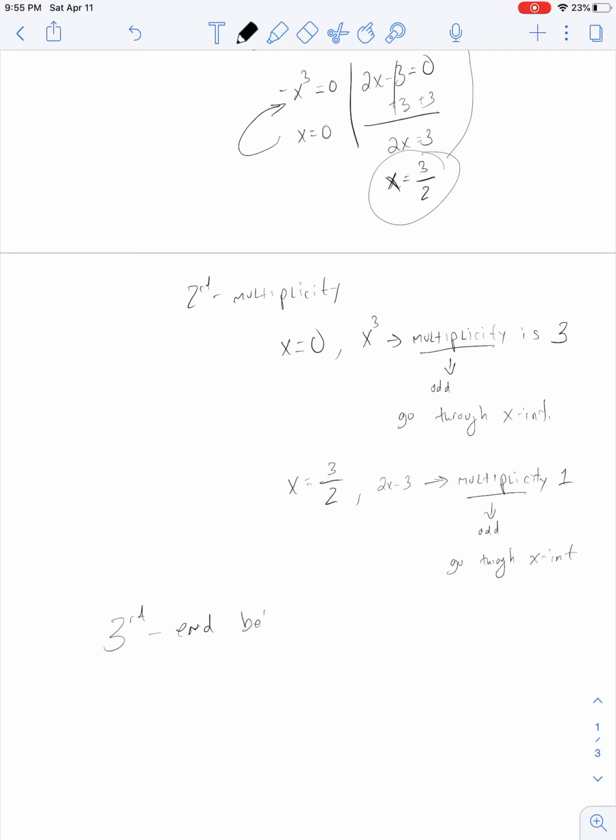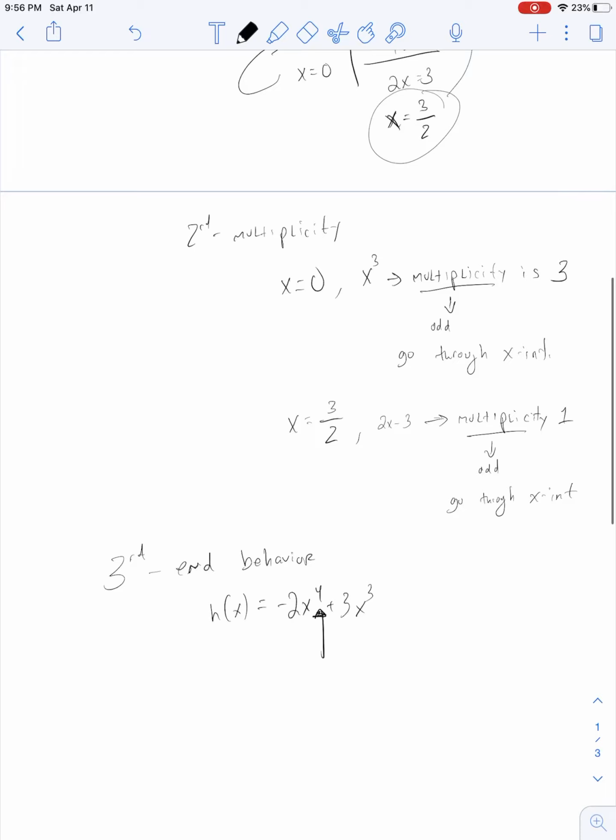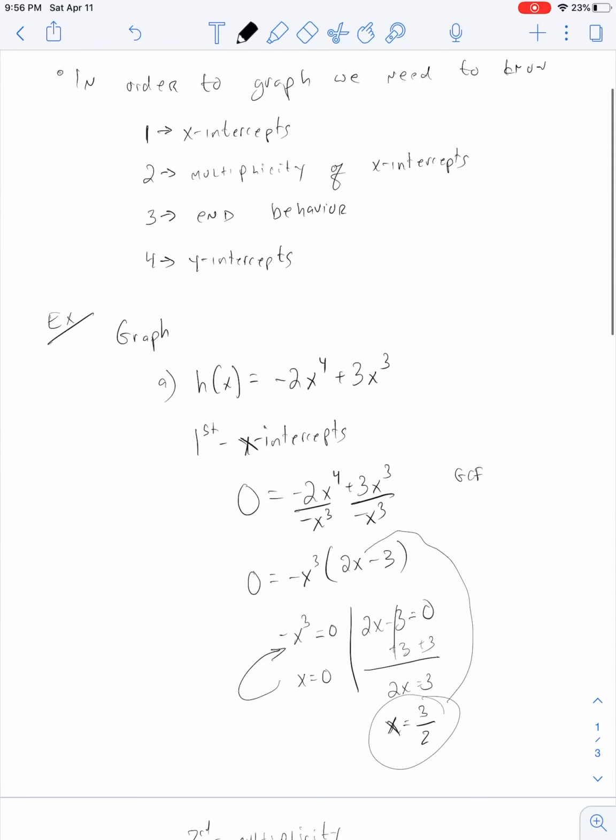Third step is the end behavior. So we have h of x equals negative 2x to the fourth plus 3x to the third. We were talking about this last time. This is even, this is negative, so your end behavior should look something like this.